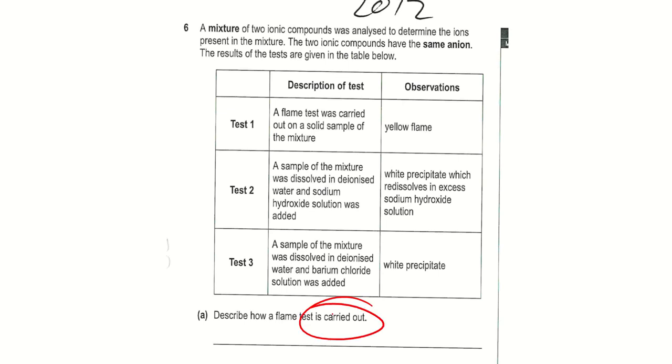Describe how a flame test is carried out. Well, just make sure to learn it. You dip nichrome wire into concentrated hydrochloric acid and then into a hot blue flame until it burns clean. You then dip it back into the hydrochloric acid and then into your sample. You then dip it back into the edge of a clean blue Bunsen flame and you observe the colour.